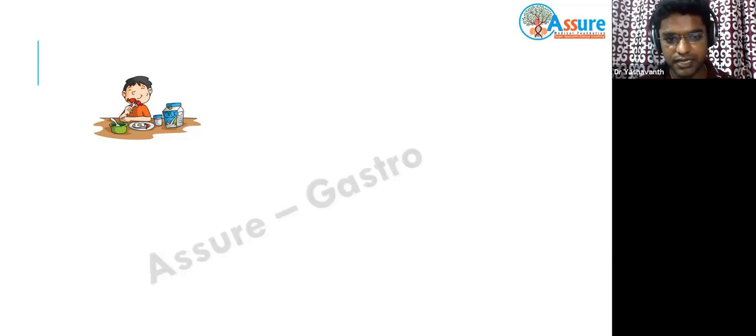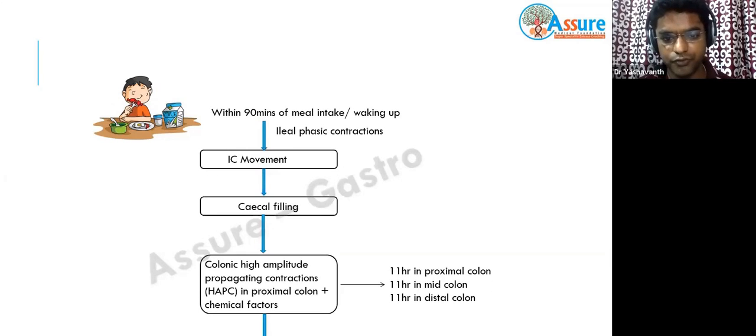I have summarized the long physiology into a few flow charts. So, whenever you take a meal, or when you get up in the morning, or when you have a coffee or tea early in the morning, it causes ileal phasic contractions. This contraction will result in movement of the ileal contents into the colon, or to be more precise, the cecum. And from the cecal filling, there will be HAPC, what I said, the high amplitude propagated contractions, and this results in propulsion of the contents.